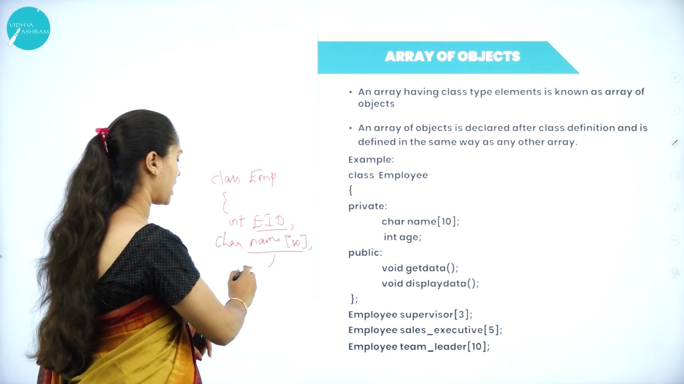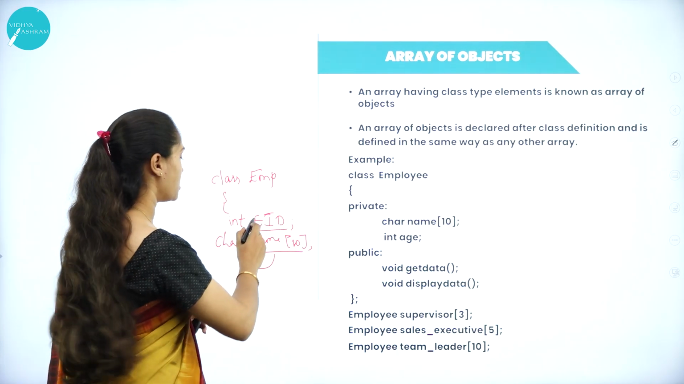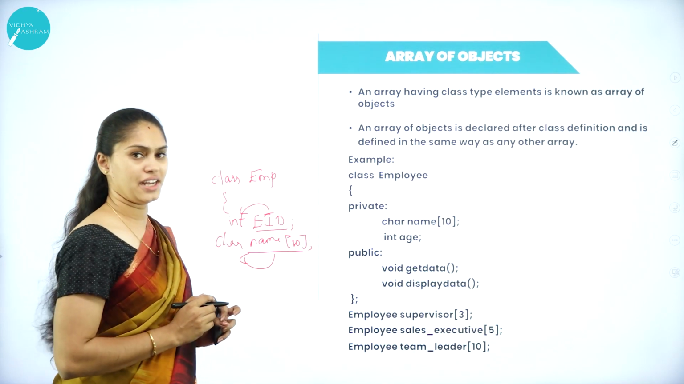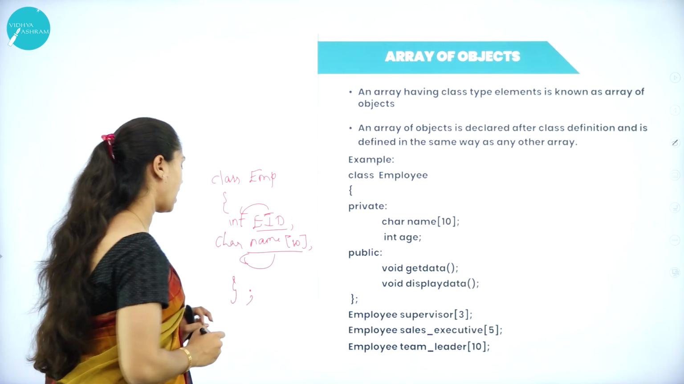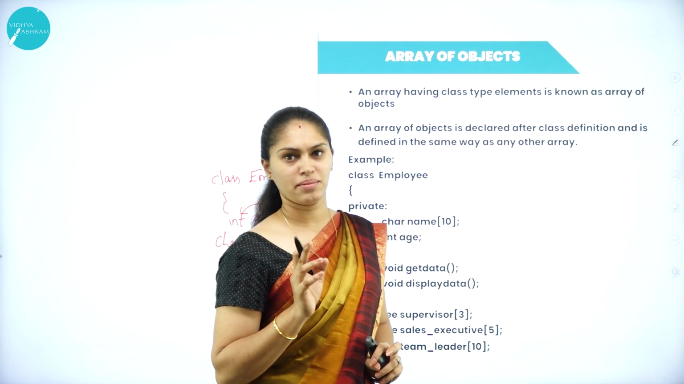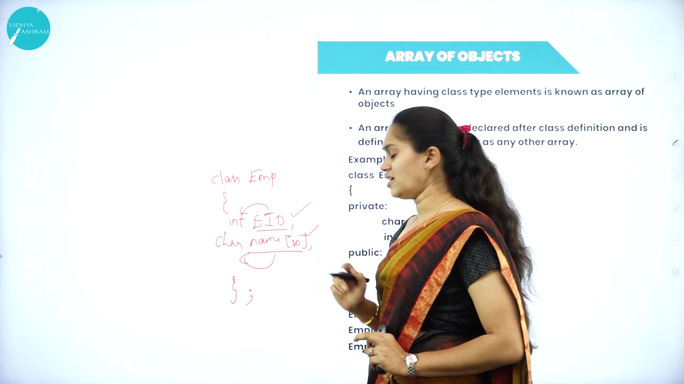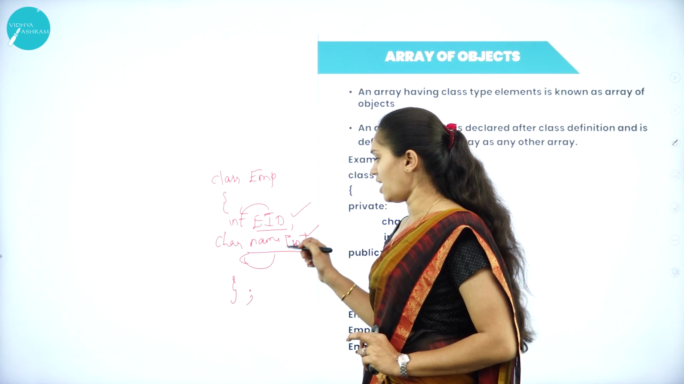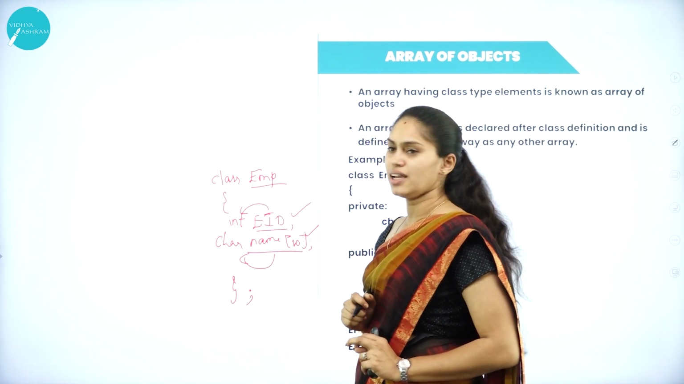So name is a character type array, and employee ID is of data type integer. I am not using any member function here. I am going to close the class. I have two data members in a class called Employee, that is employee ID and name. So these two are the data variables or data members of a particular class called Employee.